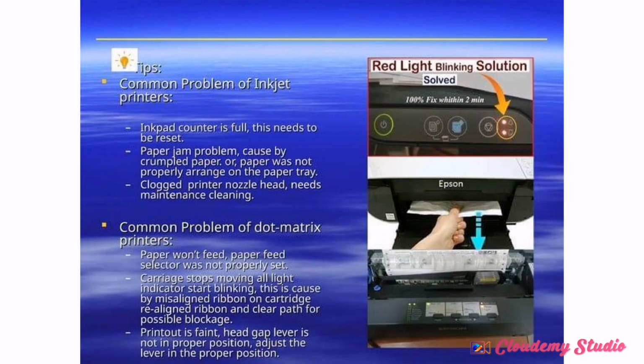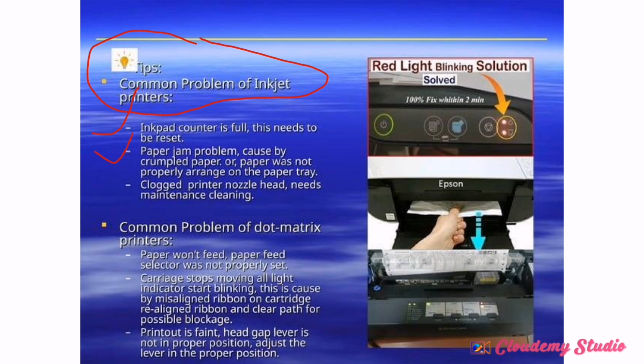Here are the tips on printers. Number 1, tips: common problems of inkjet printers. Pay attention, people that have an interest in repairing computers and printers. So, the common problems of inkjet printers. Number 1 problem is the ink pad counter is full. This needs to be reset. So when it's full, it means you need to reset it.